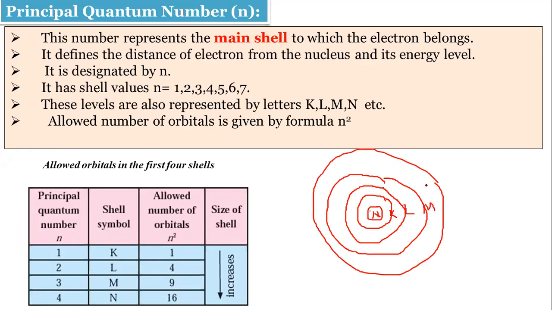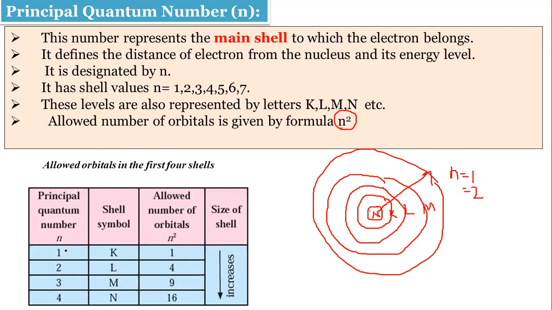So these are the main energy levels, and this principal quantum number is denoted with n. n is equal to 1 indicates the first energy level, n is equal to 2 indicates the second energy level, like this. Energy levels are also increasing, the distance is also increasing. Then the allowed number of orbitals is given by the formula n square.